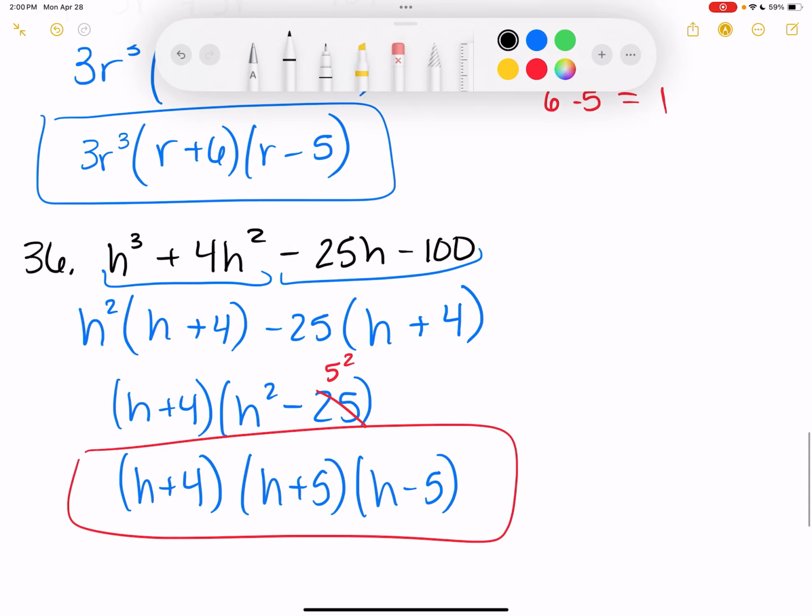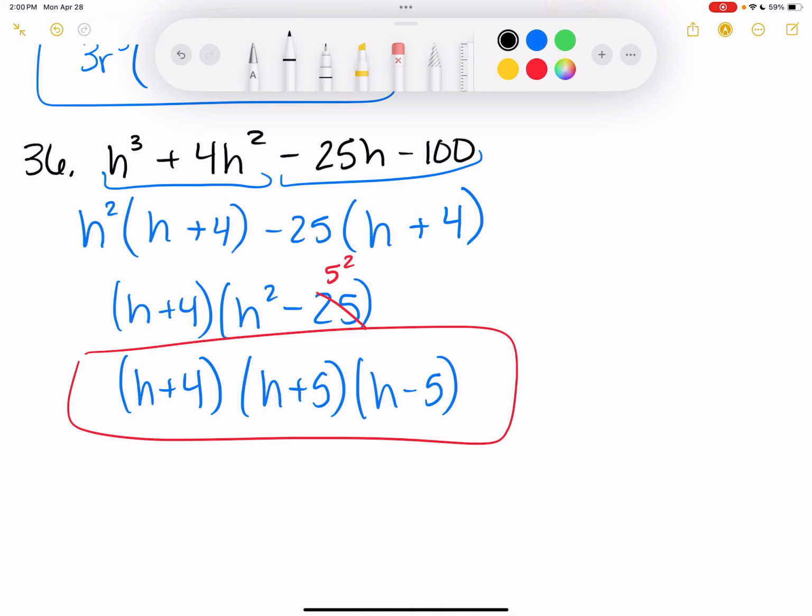Sometimes, like the problems we were looking at earlier on, problems like 13 through 21, where there were 4 terms, they just kind of stopped after we got to this point. It wasn't something we could take farther. But part of factoring completely is seeing, can I go any farther? In this case, I could. And so I did.